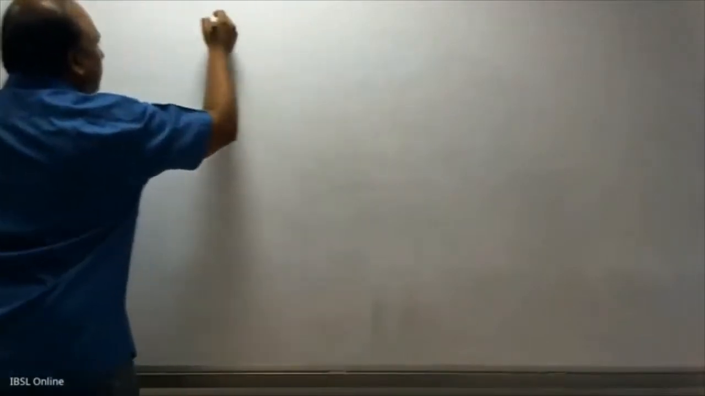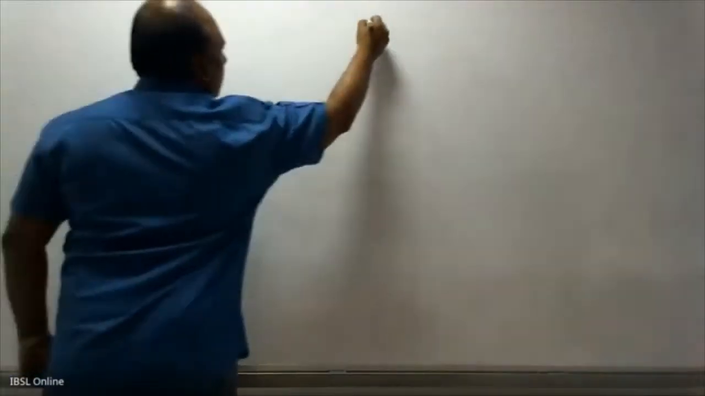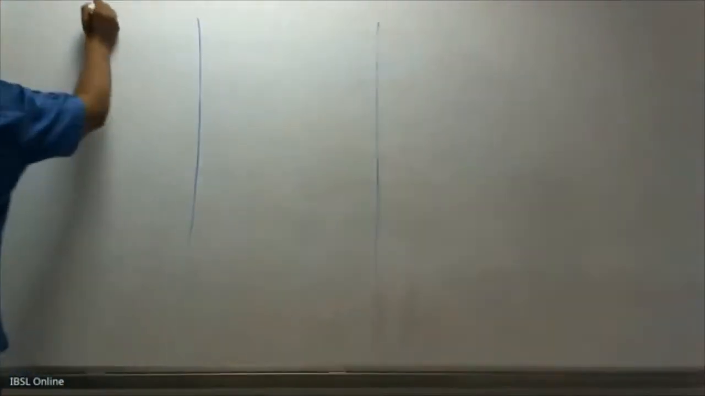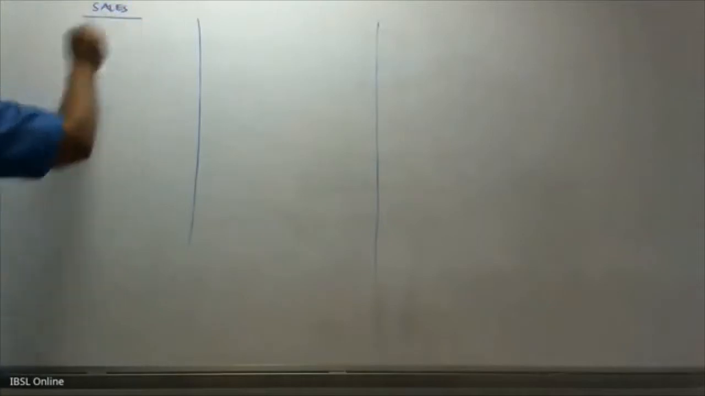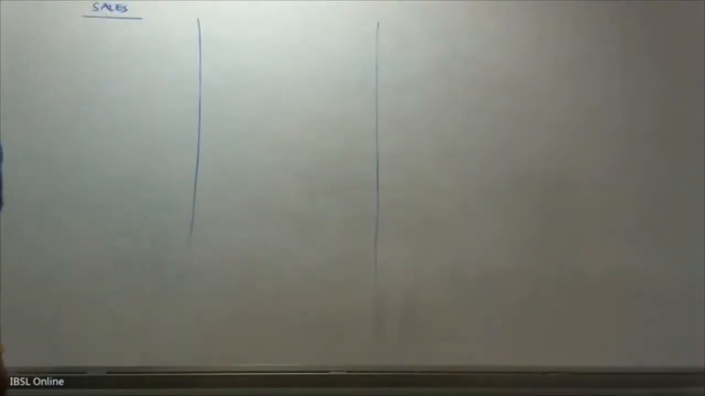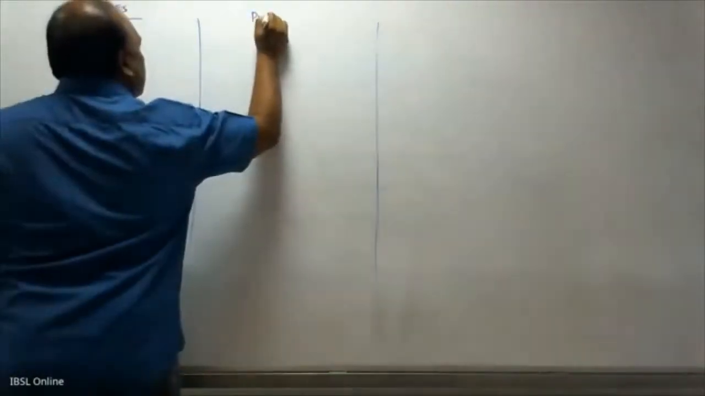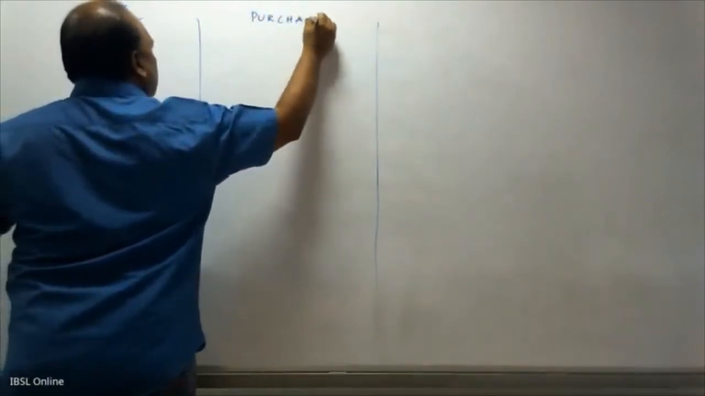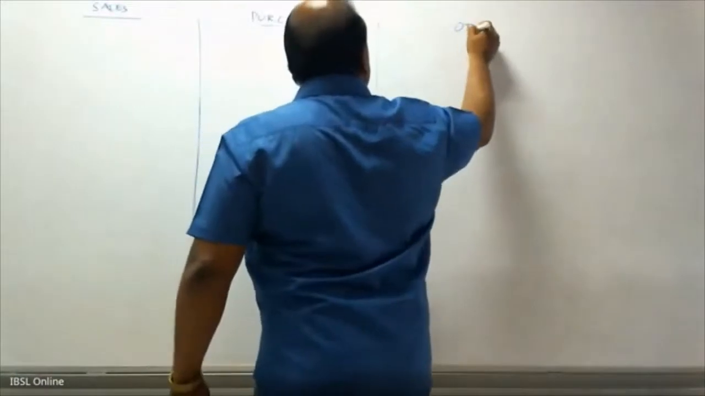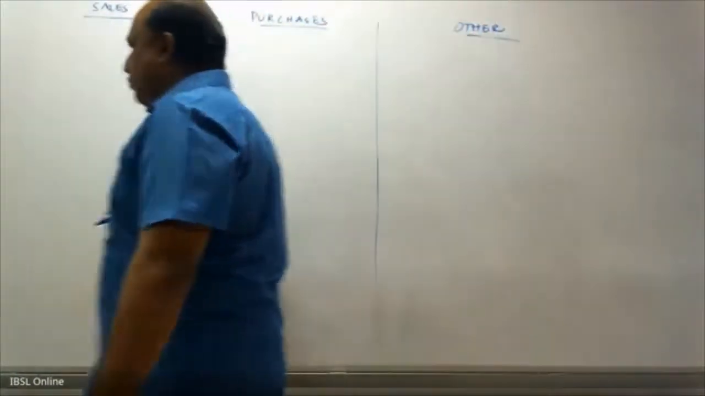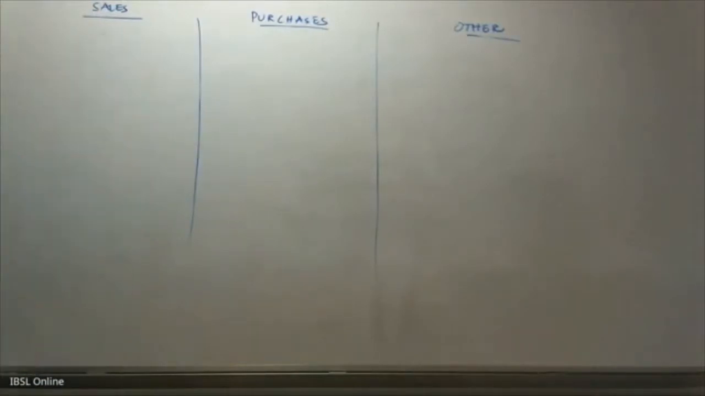So what we are trying to say here is, now in a business concern, I'm going to divide it into 3. You have sales, right? You have purchases, and you have other transactions. So you have sales transactions, you have purchase transactions, and other transactions.